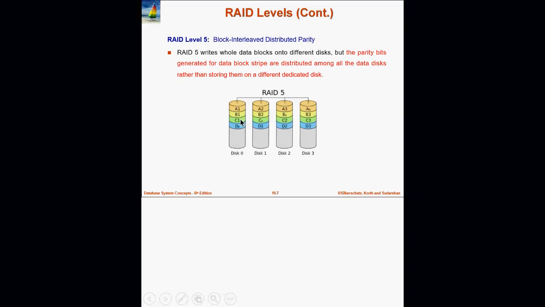Here A1, B1, C1 are the blocks of information, along with that the parity bit DP is stored. Here, if you could see A2, B2 and D1 are the blocks of information, along with that parity bit CP is stored. So here it is block striping of information with interleaved distributed parity. Here and there the parity bits are interleaved or distributed.